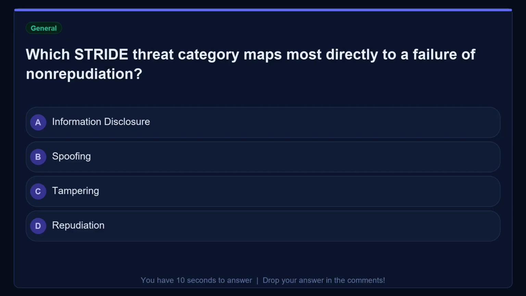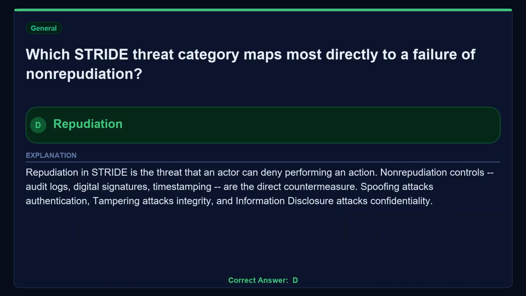Which STRIDE threat category maps most directly to a failure of non-repudiation? The correct answer is D, repudiation.